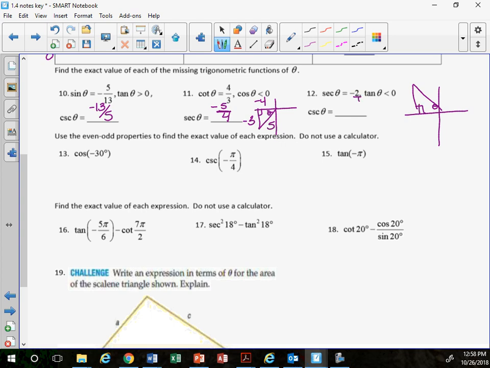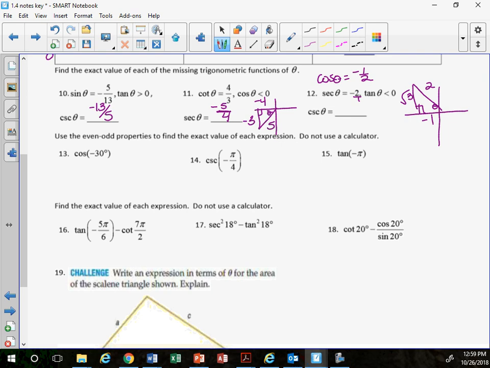Okay. So as we label our triangle here, if secant is negative 2, that means cosine is negative 1/2, right? So what do I know in my triangle? Okay, this is negative 1. What's the hypotenuse? Positive 2, right? What's that other side? Root 3. Yes. Is there a way to solve that other than doing a squared plus b squared equals c squared? No.